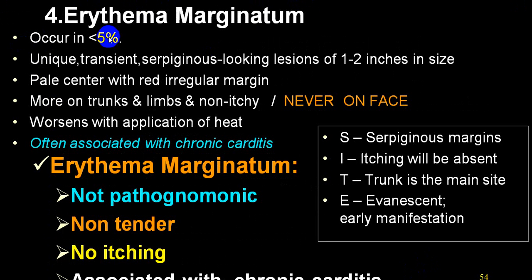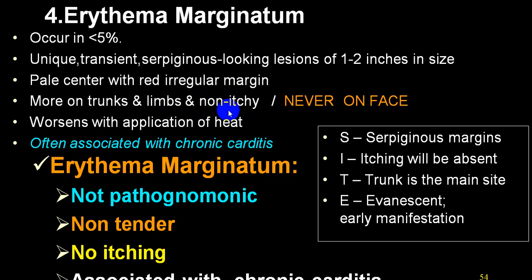The fourth major criteria is erythema marginatum, which occurs in less than 5%. It is unique, transient. The margin of that rash is reddish, that's why it is called erythema, is redness, and marginatum is margin, and it is 1 to 2 inch in size, irregular in shape. The center part is pale with a red irregular margin. It is never seen on the face. It is maximum seen on the trunk, limb, mainly on the lower limb, more common on the back.